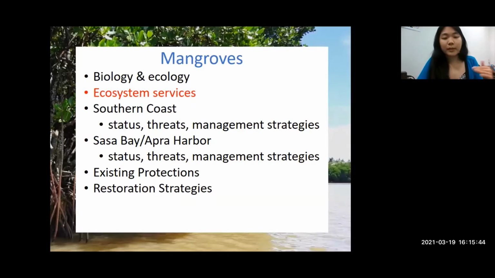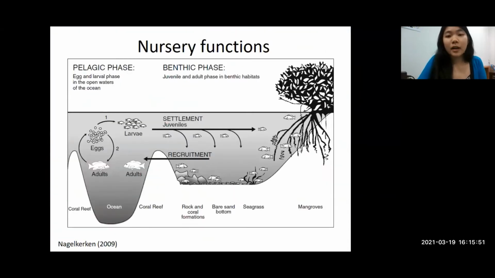So really cool and beautiful, but also what do they do for us? What are their ecosystem services that they provide to humans? Some of you might have seen this already last week, so I apologize. There's some new info though. So this is a conceptual diagram of mangroves as a nursery habitat.